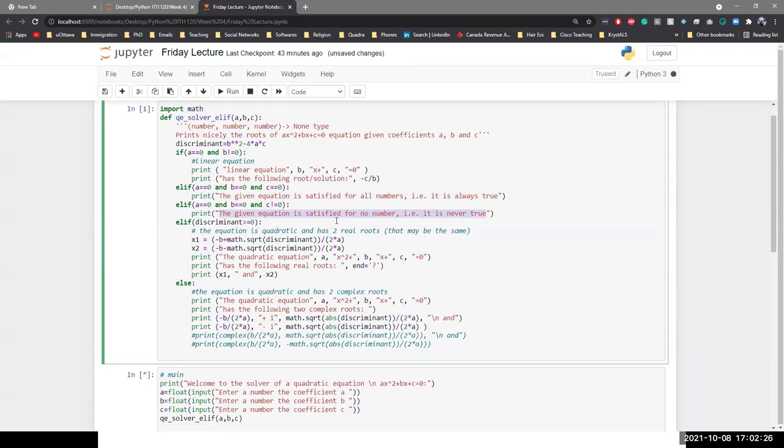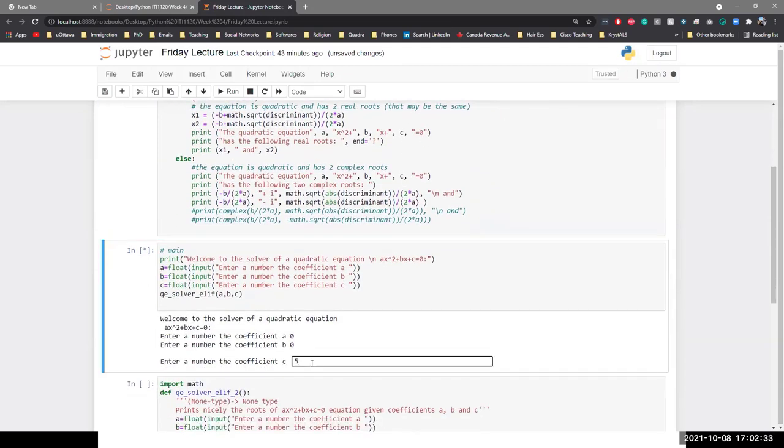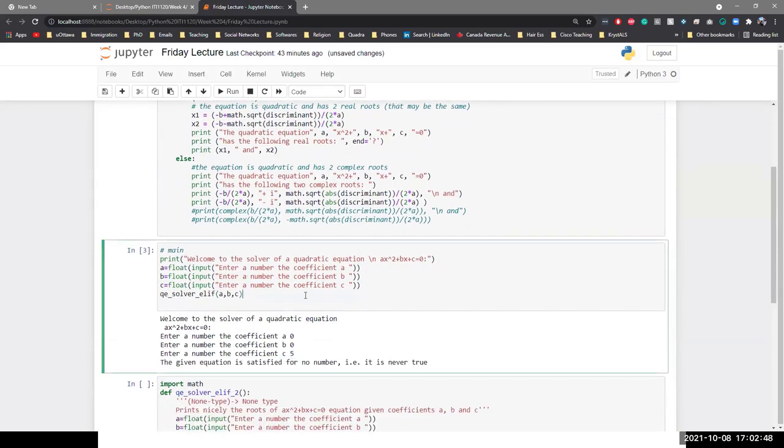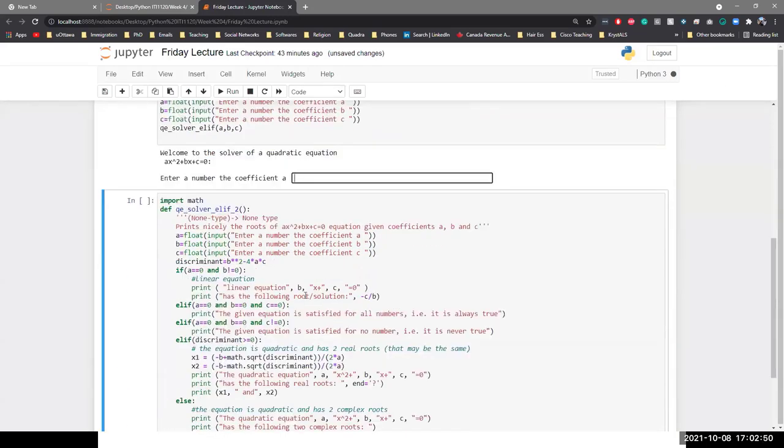The given equation is satisfied for no number, i.e. it's never true, okay? So that means that in this case, five or a number is equal to zero, which means that it's an always false case. So enter, so it's never true.